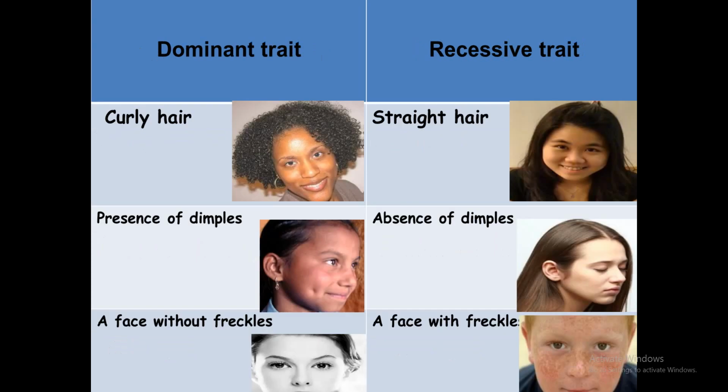Curly hair is a dominant trait, while straight hair is a recessive trait. Presence of dimples is dominant. Absence of them is recessive. A face without wrinkles is dominant, and a face with wrinkles is a recessive trait.